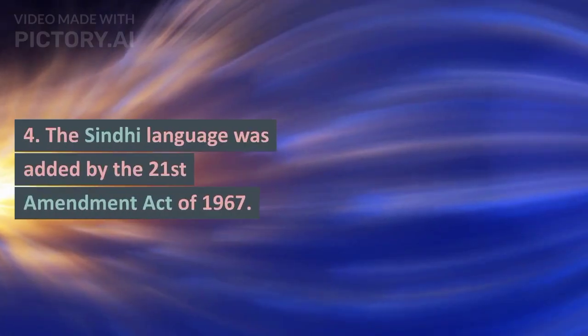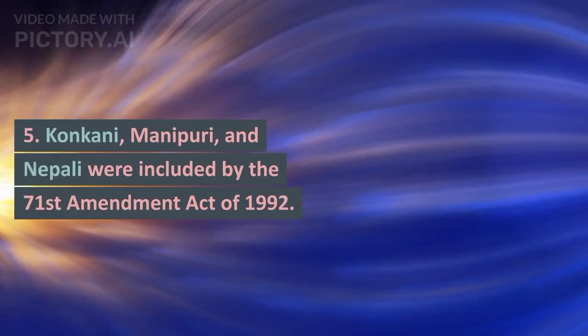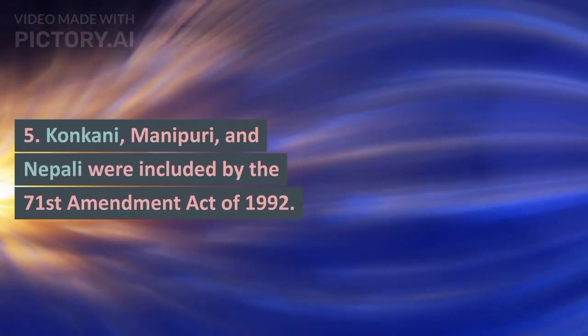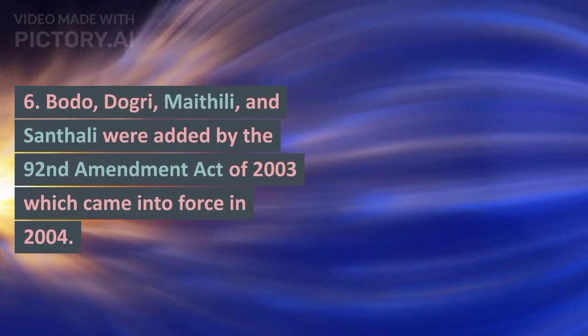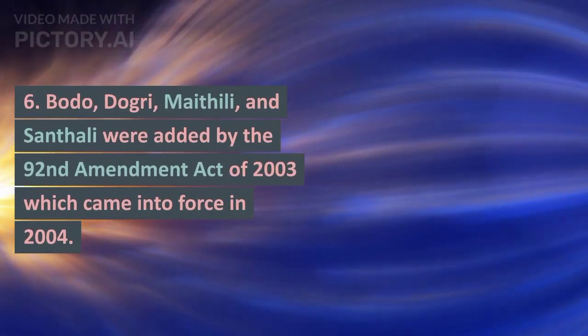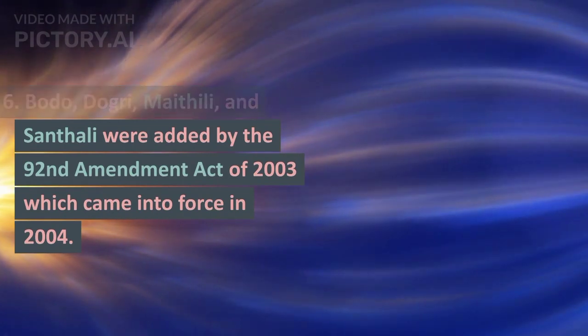4. The Sindhi language was added by the 21st Amendment Act of 1967. 5. Konkani, Manipuri, and Nepali were included by the 71st Amendment Act of 1992. 6. Bodo, Dogri, Maithili, and Santhali were added by the 92nd Amendment Act of 2003, which came into force in 2004.